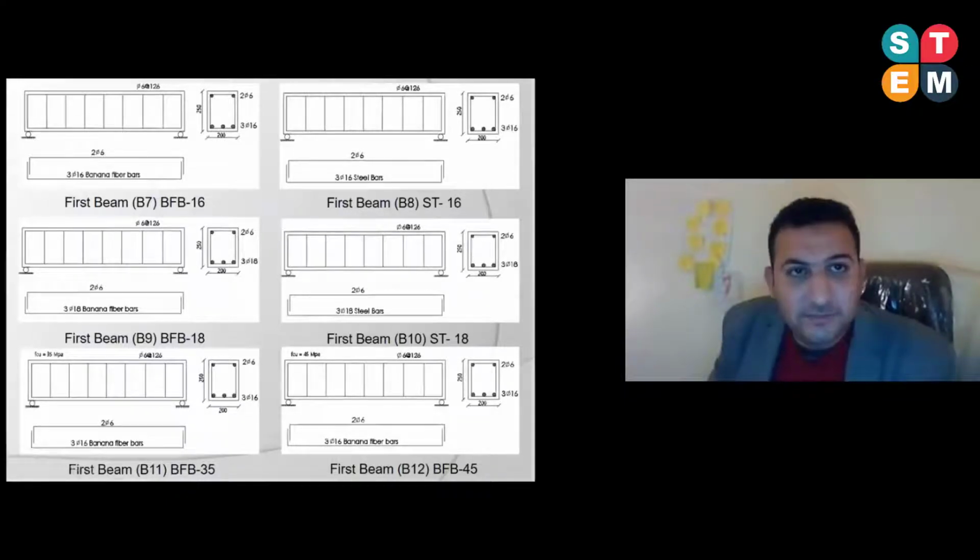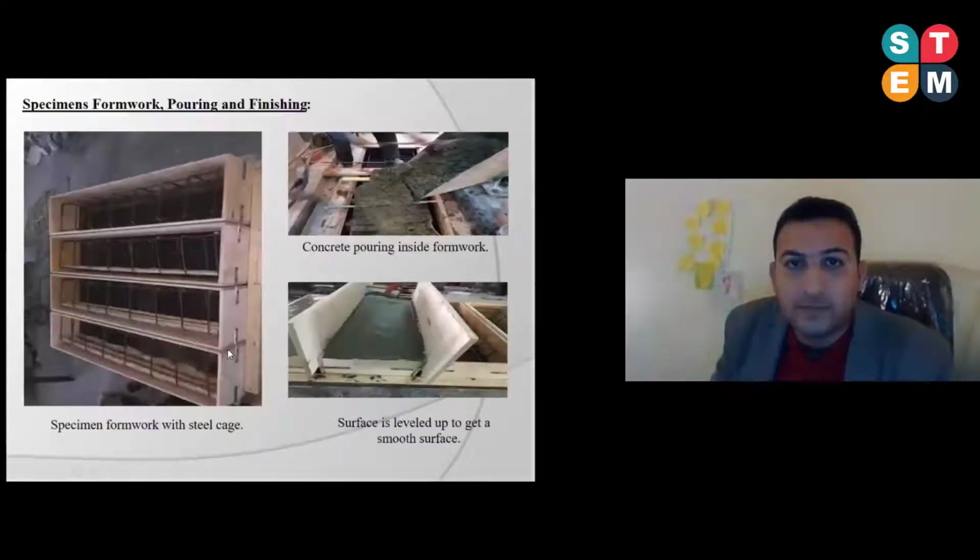This is the beams, and this is the supports. This is banana fiber bars with different diameter. This is the specimen formwork with steel cage, surface leveled up to a smooth surface. The specimen formwork, curing and finishing.